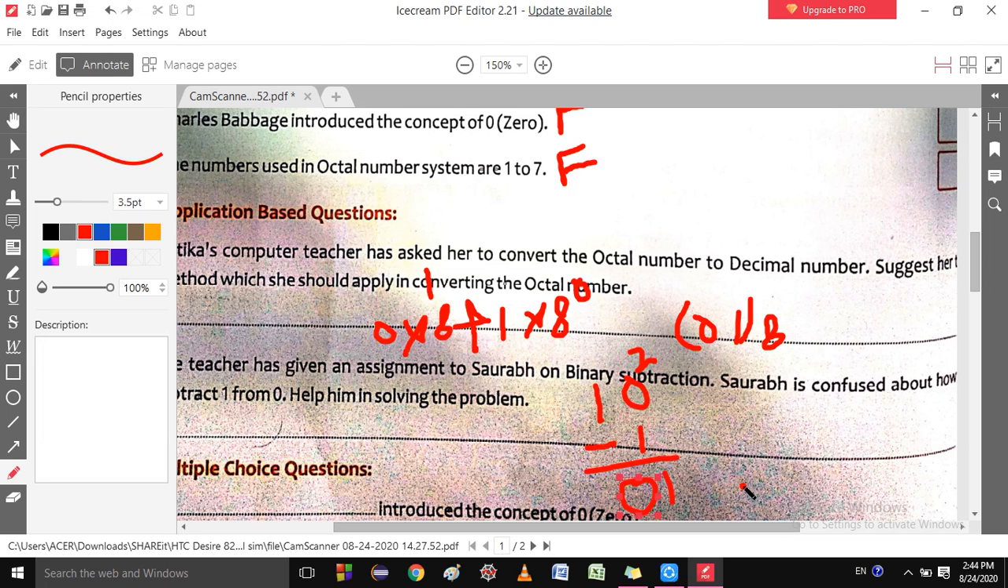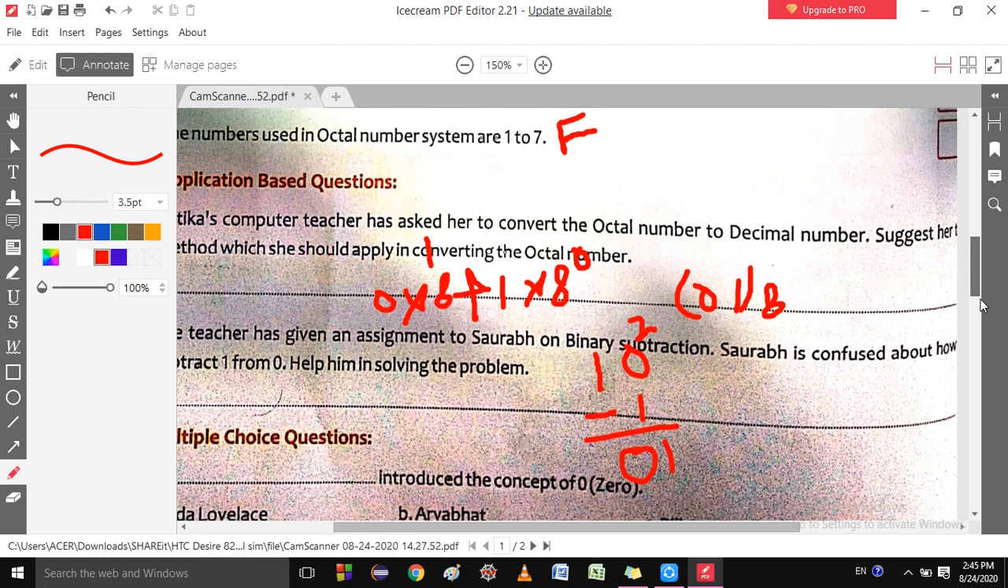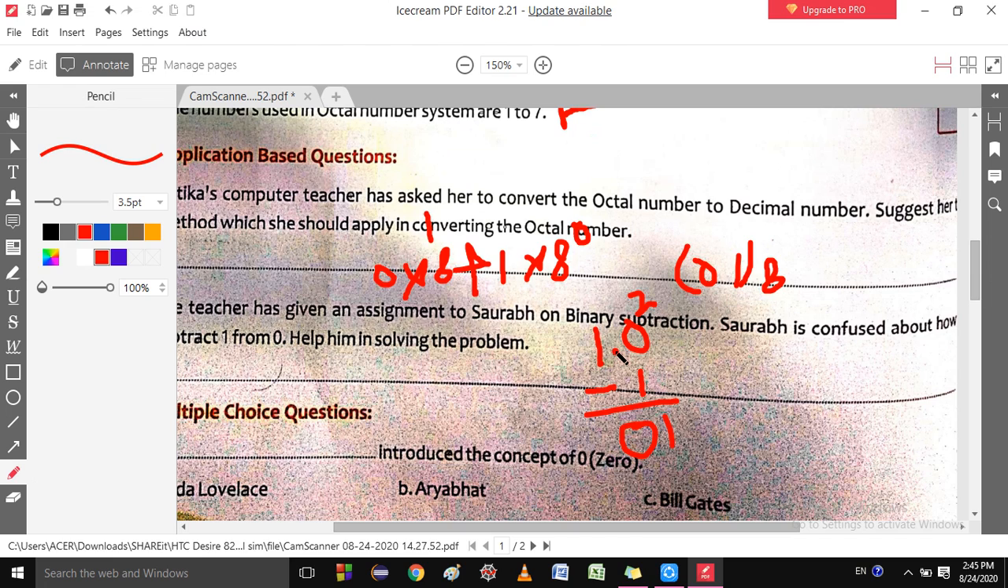Okay, so the answer will be 0 1. This is, as you normally see, 1 0 minus 1. So 1 0 is 2, 2 minus 1 is 1, so you get the answer 0 1. Okay, so this one is the solution.